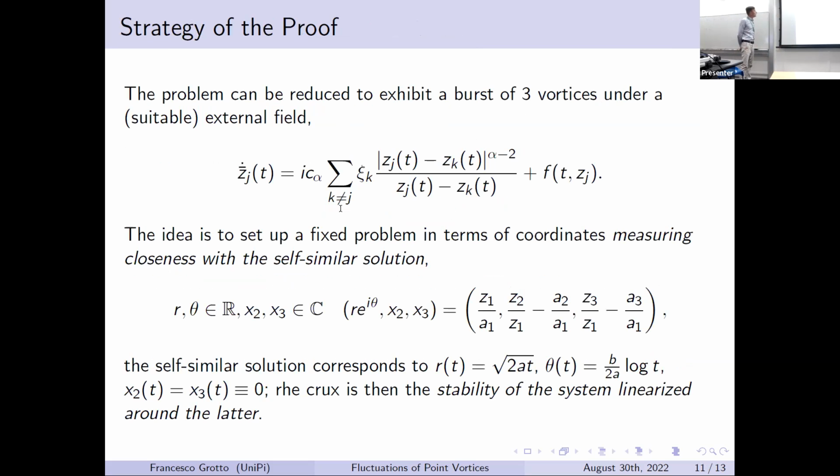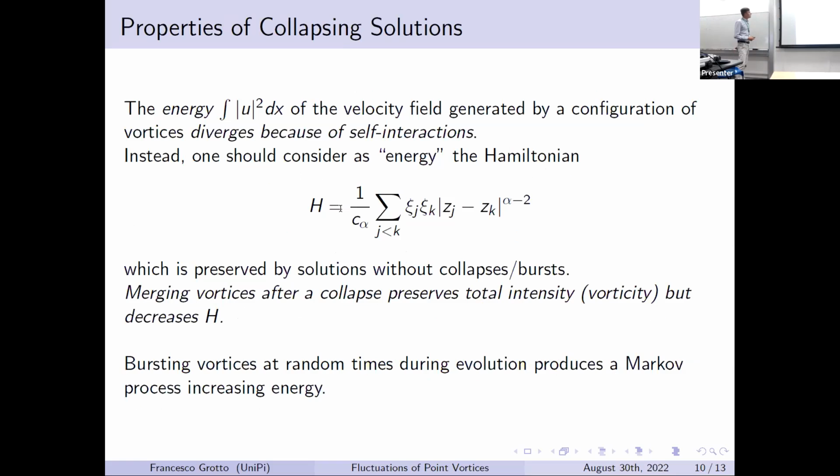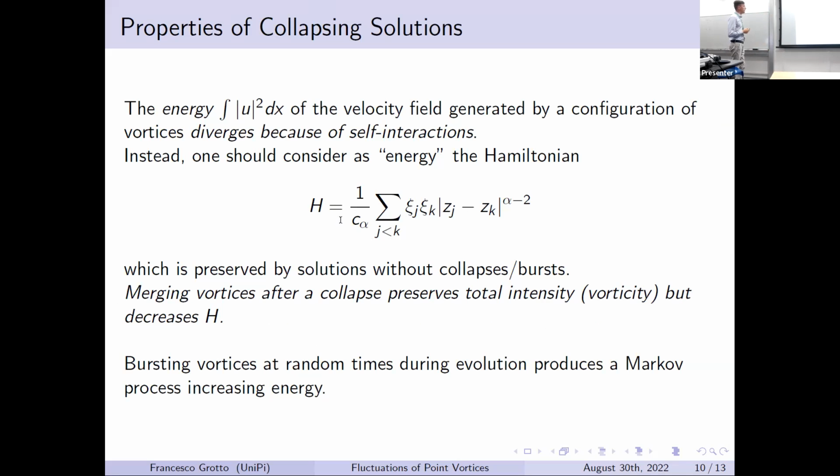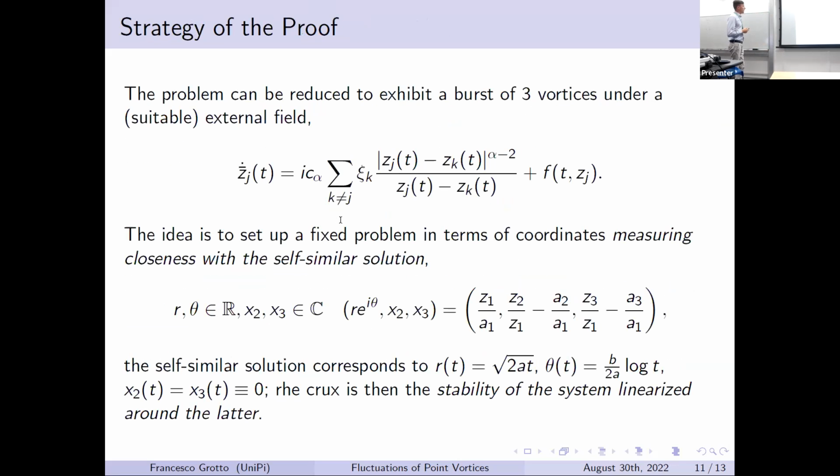In the previous slide, I didn't write it, but I was still assuming that alpha is either 1 or 2, because those are the values for which the theorem holds right now. What about the other values of alpha? Can one repeat this construction for other values of alpha? To try to understand what happens, I have to give you a small idea of how the proof works.